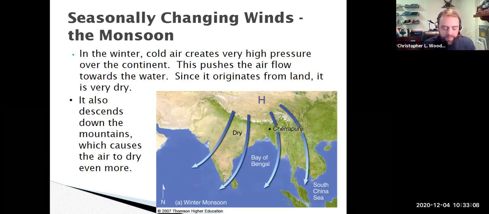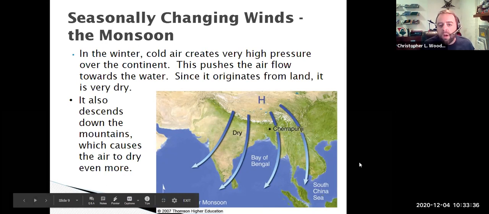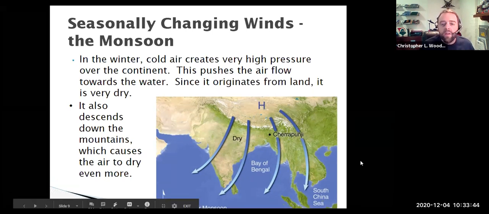So let's start with winter. In the winter, the land is going to be pretty cool as compared to the ocean. Again, high specific heat is holding that heat energy. So we have high pressure over the land, low pressure over the water. And so the wind is going to move from the land out to the ocean. This creates very dry conditions. And especially in India, where you have the Himalayas bordering to the north, as that cold air descends down the mountains, it'll cool off even more. You really have dry air. And so a really dry season during the winter.